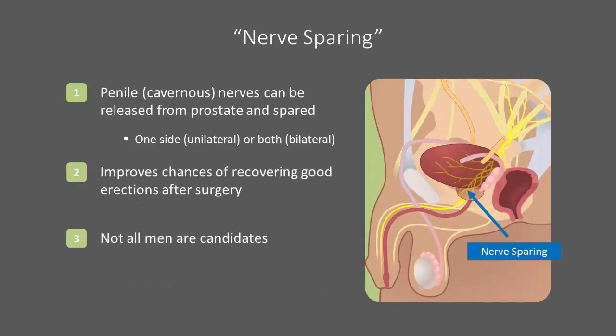Once the lymph node dissection is done, removal of the prostate begins, and in the early part of this, nerve sparing may be performed. In this process, the penile or cavernous nerves can be released from the prostate and spared from injury to preserve erections. Depending on the situation, one or both sides may be spared. This step can improve the chances of recovering good erections after surgery.